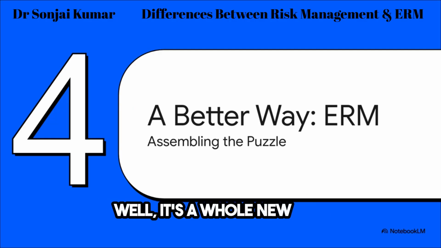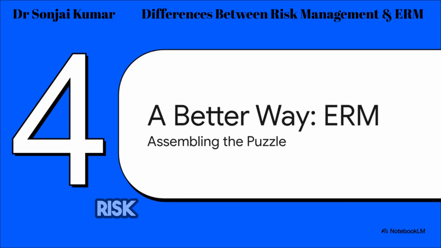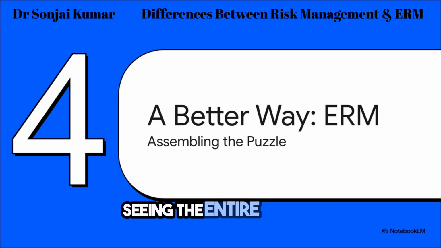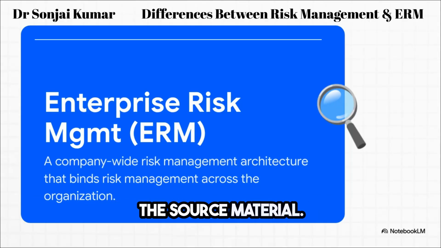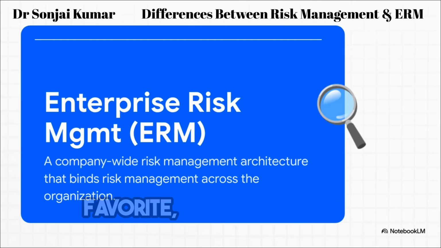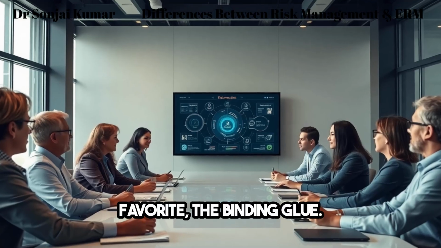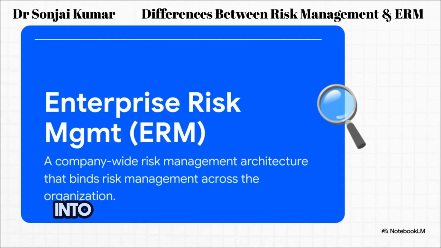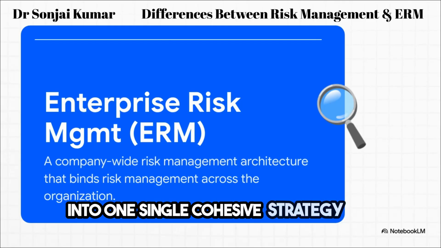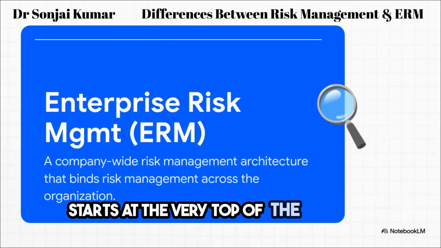Well, it's a whole new way of thinking called enterprise risk management, or ERM, and it's all about finally seeing the entire puzzle, not just the little pieces. ERM is not just another process. The source material calls it an architecture, or my favorite, the binding glue. It's a company-wide framework that ties all those separate risk activities into one single cohesive strategy that starts at the very top of the company.